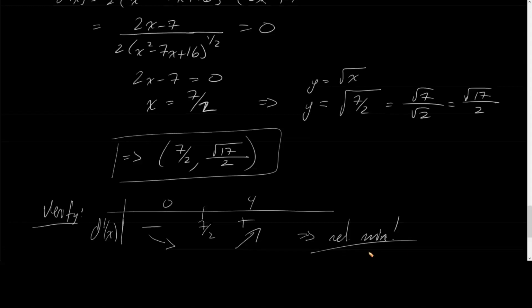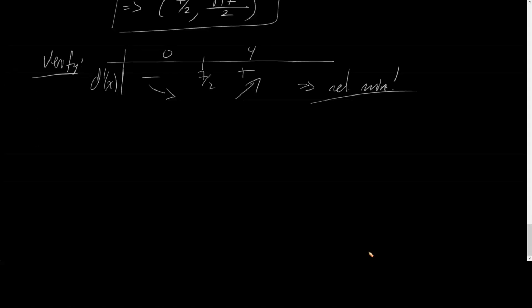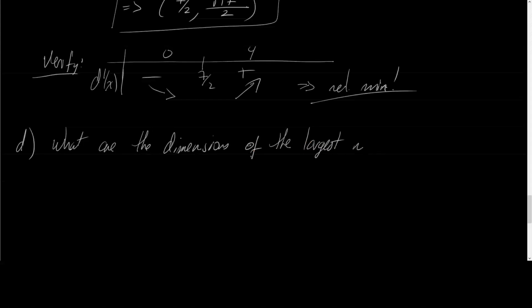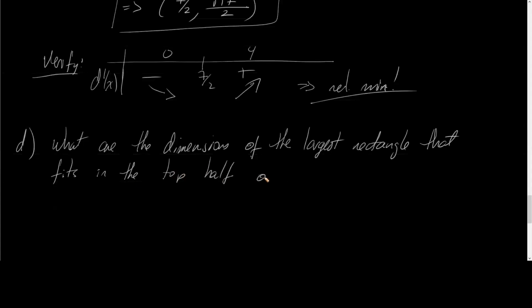All right, let's kick it up a notch here. Example D. What are the dimensions of the largest rectangle that fits in the top half of the ellipse x squared over 64 plus y squared over 9 is equal to 1?